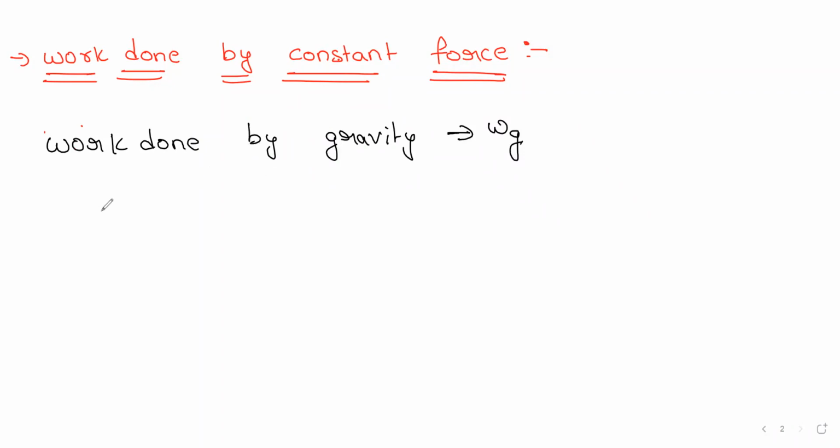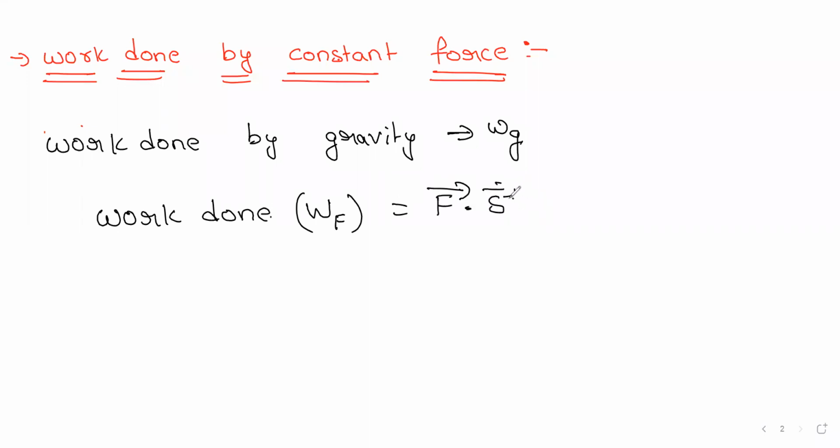And work done by a force WF is equal to F dot S. Work done by force is F dot S, where F is the applied force.